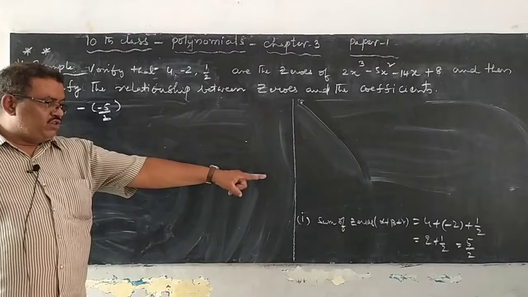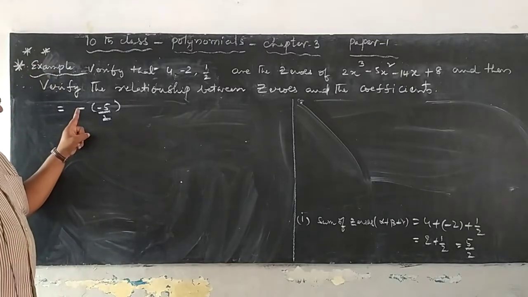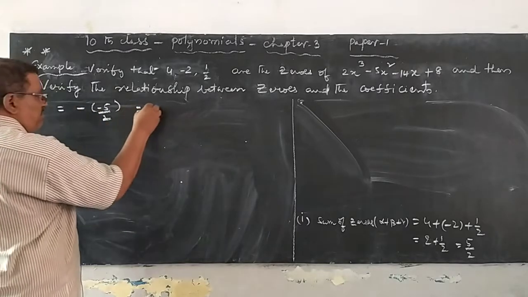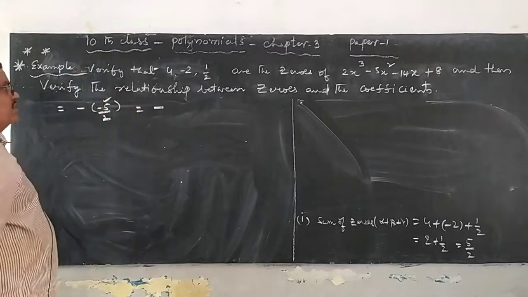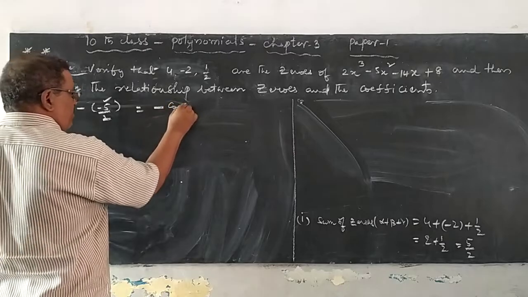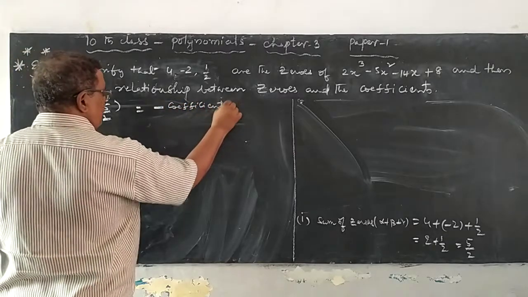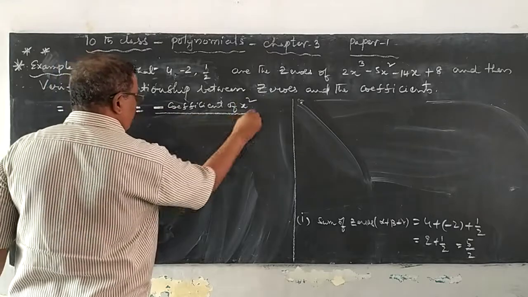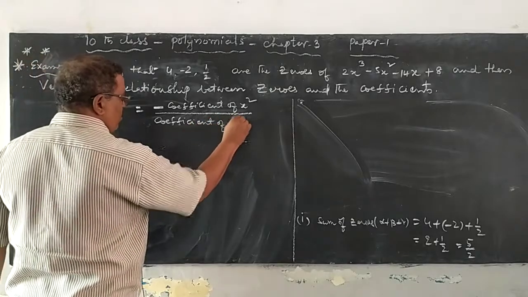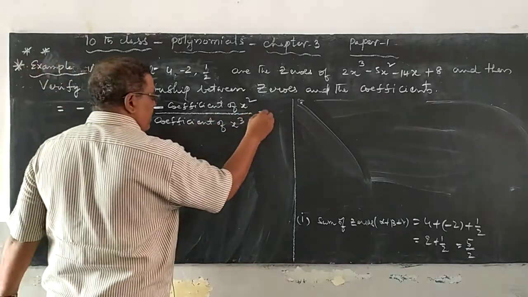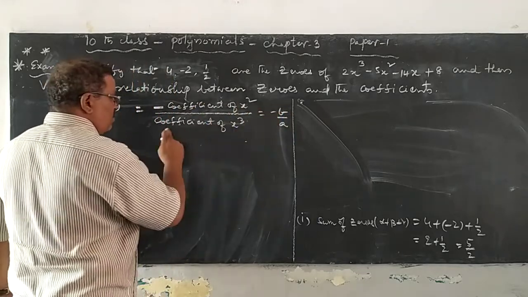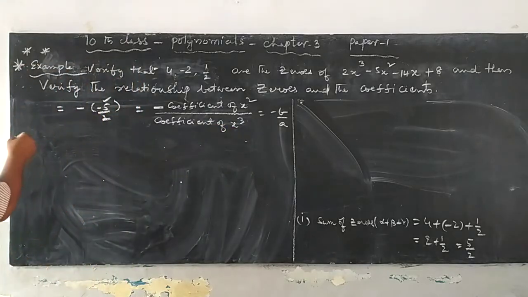So, that is sum of zeros 5 by 2, it can be written as minus of minus 5 by 2. This 5 is the coefficient of x square, divided by the coefficient of x cube, that is equal to minus b by a. As usual, coefficient of x square is b, coefficient of x cube is a, minus b by a.